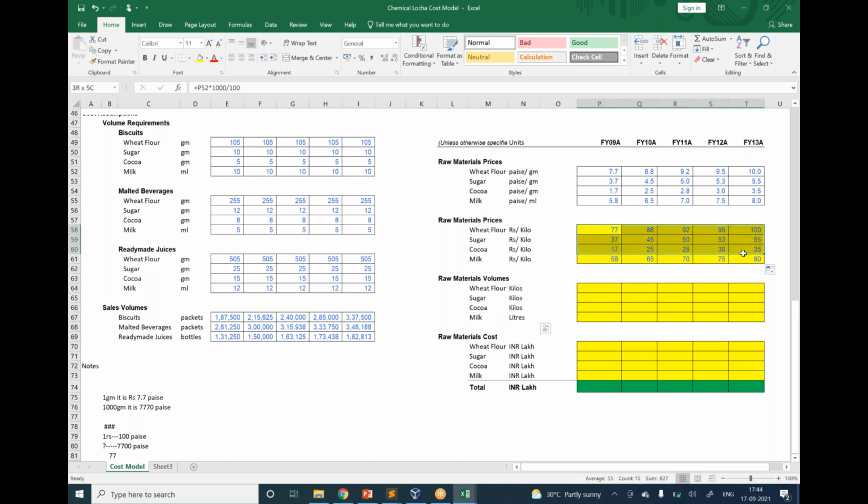Did you all understand how I did rupees? Any confusion, please ask. Okay, you have got it. Then how do you calculate volume?